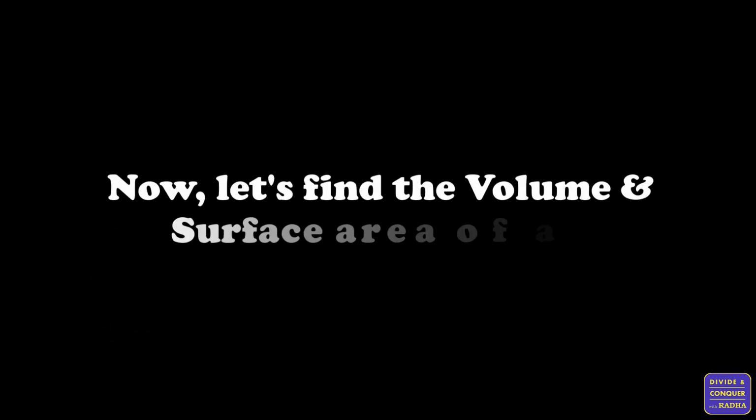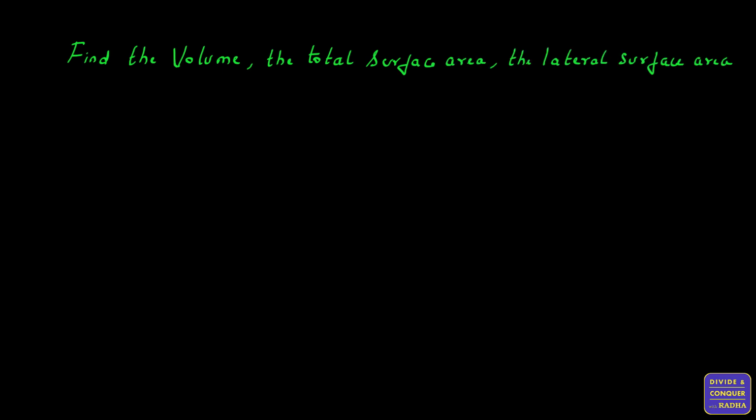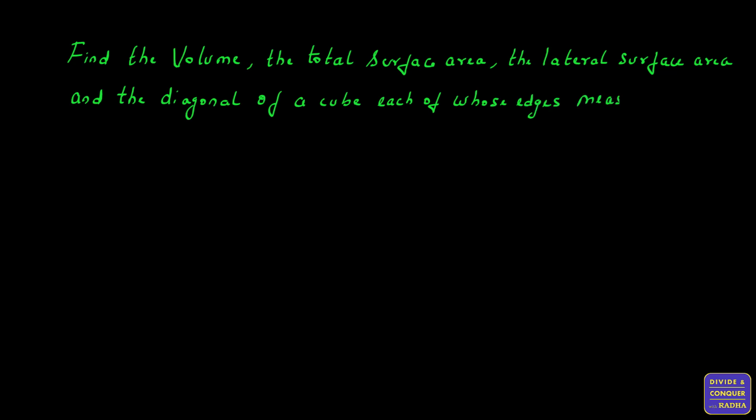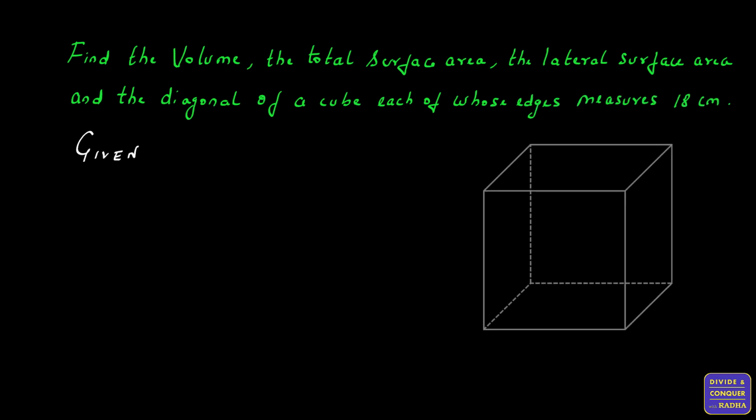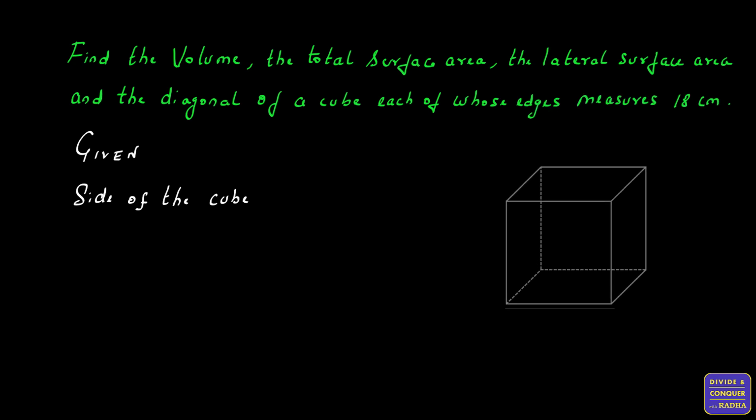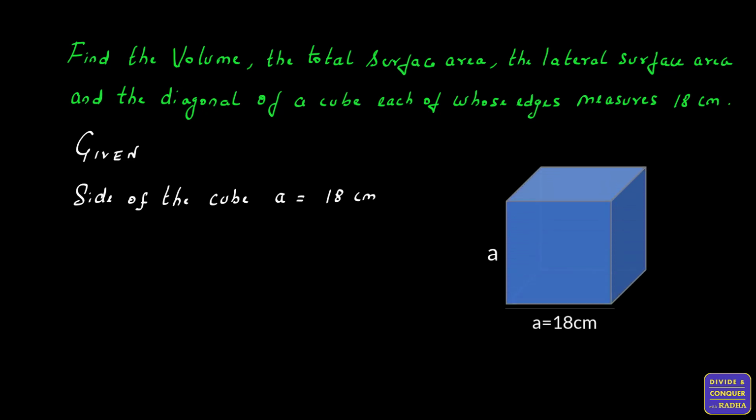Let's solve a problem related to volume and surface area of the cube. Find the volume, the total surface area, the lateral surface area, and the diagonal of a cube, each of whose edges measures 18 cm. Here, edges corresponds to the side. So the side of the cube is given as 18 cm, and using this particular value, we need to calculate the volume and the surface area.